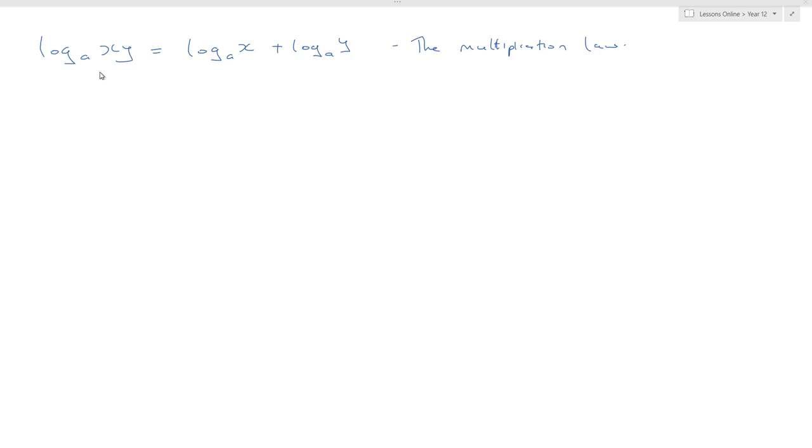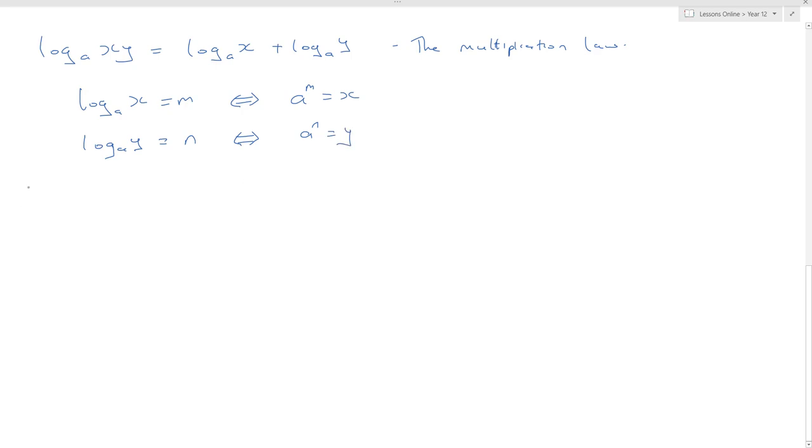So I'm going to take log to the base a of x, and I'm going to rewrite it. I'm going to say that's equal to m. I'm going to rewrite it as an exponential. That's going to be a to the power of m equals x. And I'm going to take log to the base a of y. I'm going to say that equals n, which is equivalent to a to the power of n, which is equal to y.